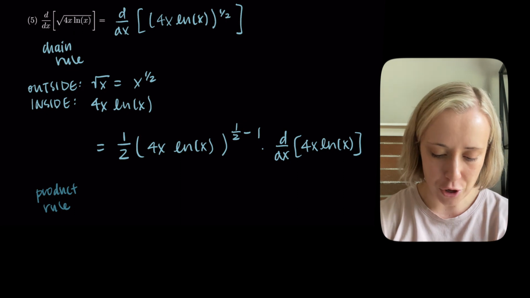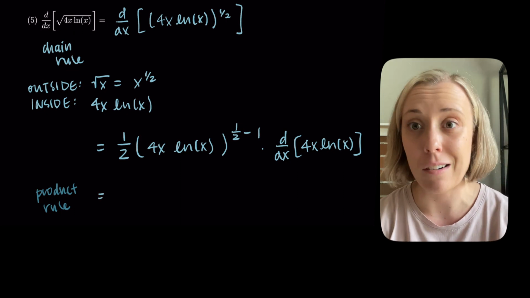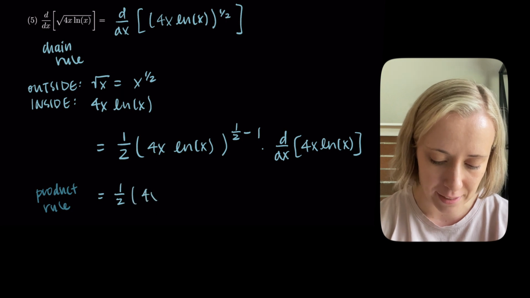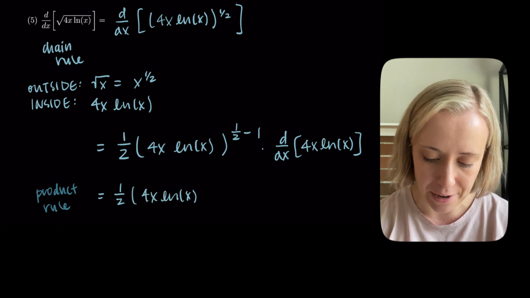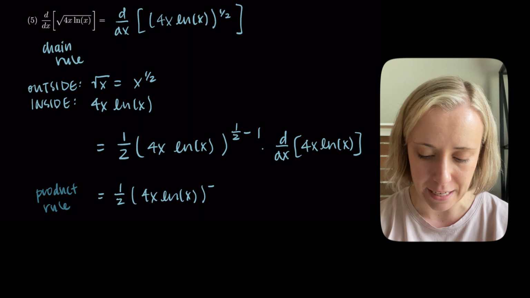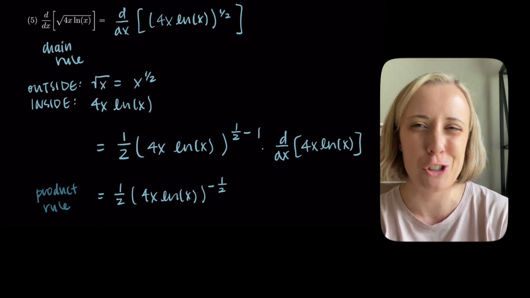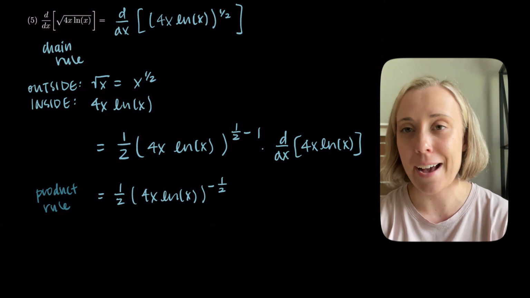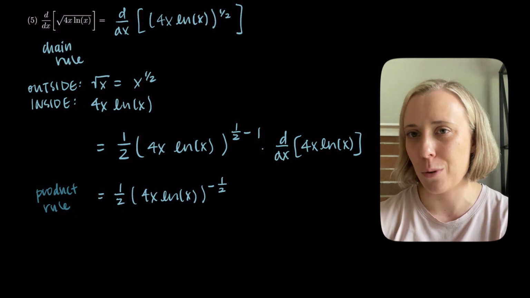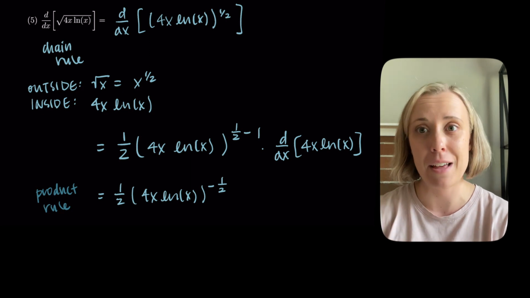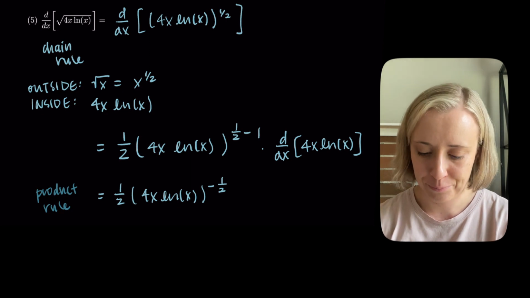Okay, so we can rewrite the part that we're already done with. So that's the 1/2 times 4x ln x. And then 1/2 minus 1 is negative 1/2. And I'll continue simplifying that with each step, just changing that negative exponent to a positive, putting it as a square root in the denominator, that whole thing.